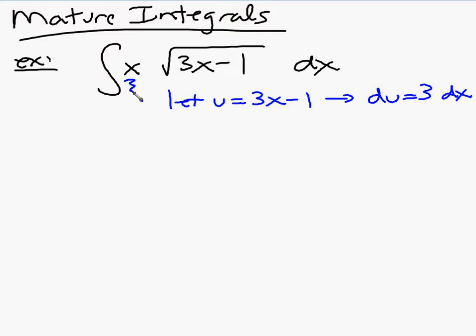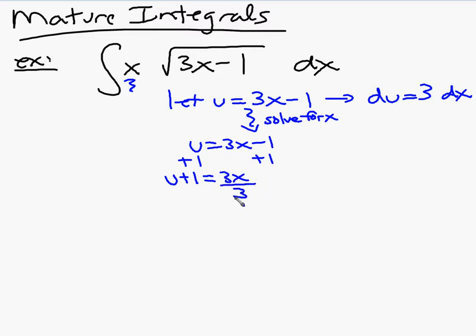What I can do is solve this for x. My u equals 3x minus 1. If I add 1, then I have u plus 1 equals 3x, and I divide both sides by 3, and I have that x equals u plus 1 divided by 3. So guess what I've done now? I now have a way to represent everything that's up there. This is this.